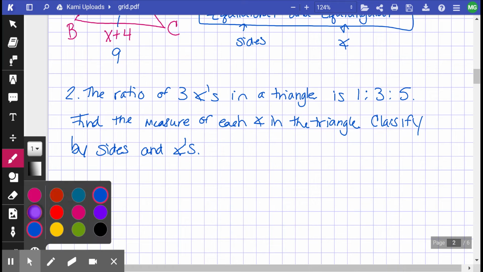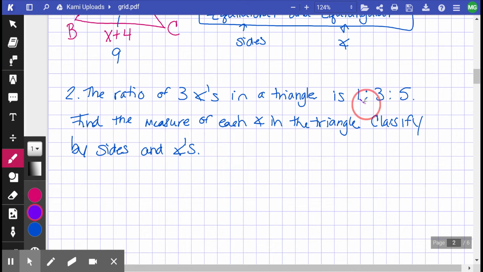Anytime you see a ratio problem like this, I recommend putting an x next to each of your numbers. So I know those are my 3 angles. I know that the 3 angles in a triangle add to 180 degrees. So I'm going to take the smallest angle, 1x, plus 3x, plus 5x, my 3 angles, and set them equal to 180 degrees. And now solve. So pause the video here, solve for x. All right, so you should have gotten x equals 20.